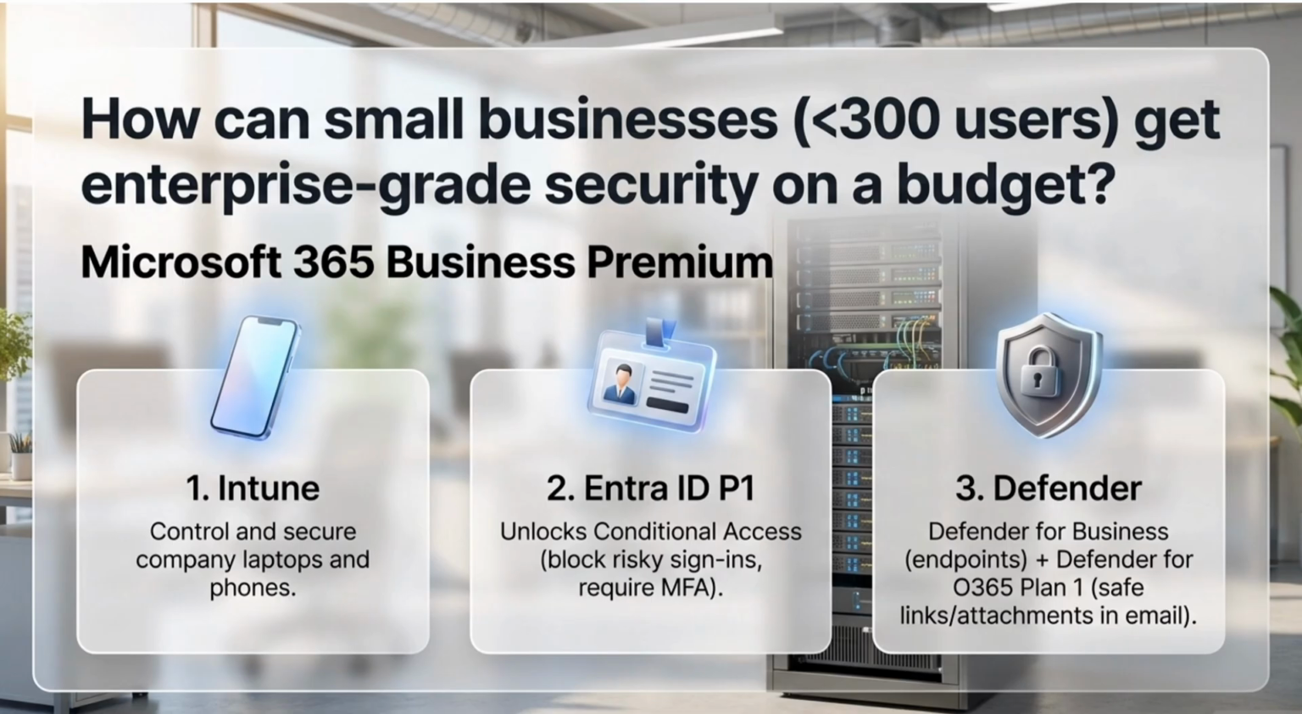Microsoft 365 Business Premium. Business Premium is the top plan in the business family, and honestly, it packs in a surprising amount of value. It includes everything from Business Standard and adds three big security layers. First, Intune for device management, so you can control and secure company laptops and phones. Second, Microsoft Entra ID P1, which unlocks conditional access policies, meaning you can block sign-ins from risky locations or require multi-factor authentication. Plus Defender for Office 365 Plan 1 for email security, things like Safe Links and Safe Attachments.